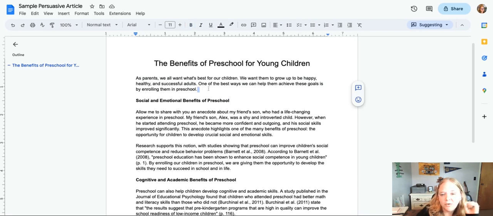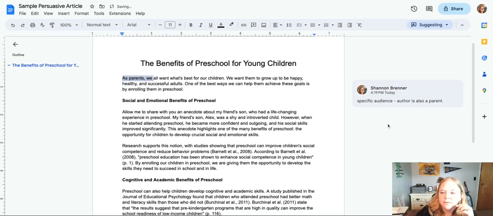So the first thing that I notice about this introduction is that it starts out with "As parents, we." And that tells me that this article is written for a very specific audience, and that is people who are parents, right? And the person who is speaking, the author of the article, is also a parent. And that makes your readers buy into what you're saying a little bit better right off the bat, right? Because you understand that the author is like you and is speaking on a topic that they might know something about, considering they're also a parent.